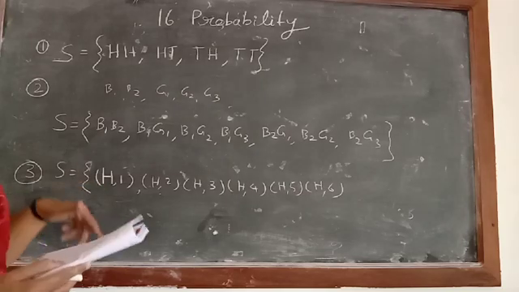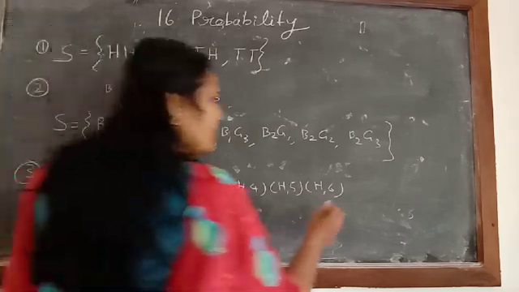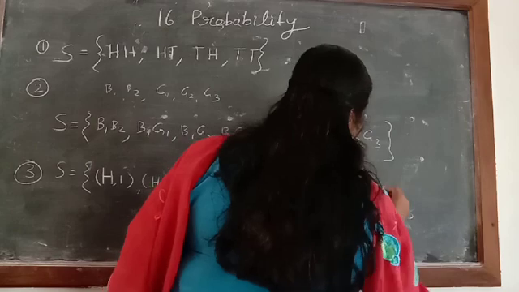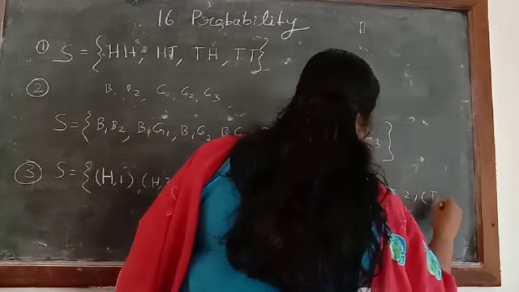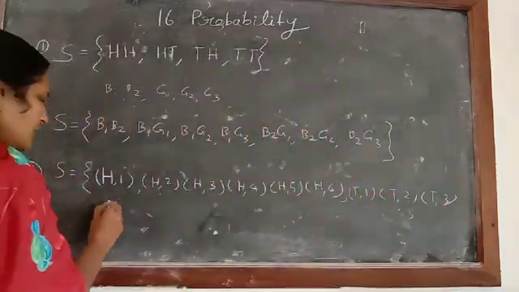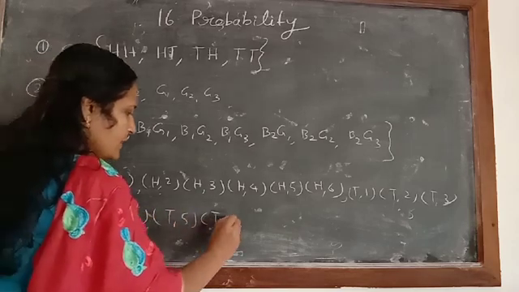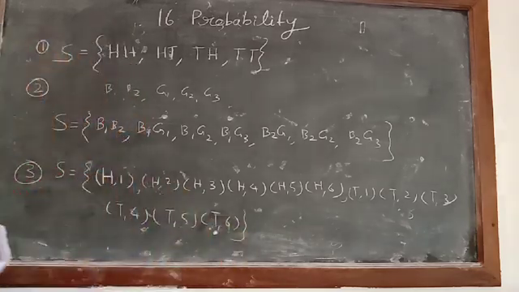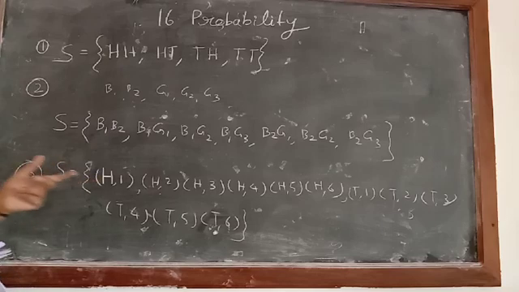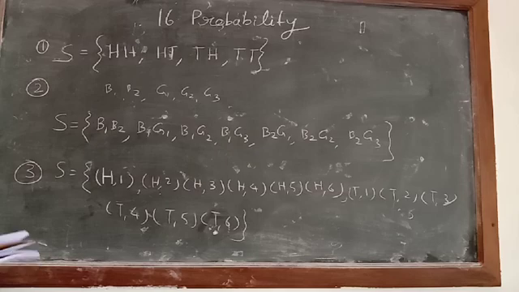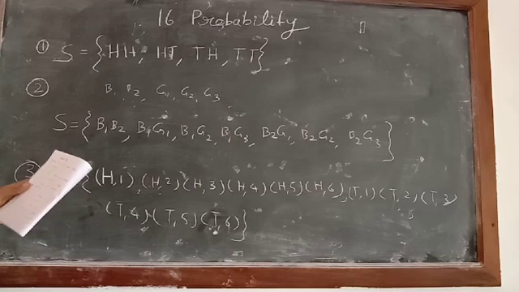The same combinations will come with tail also, so that also we will write down here. All possible outcomes we have to write in the sample space. So T3, T4, T5, T6. So these are the sample elements of the sample space. Clear how to write down the sample space? Okay. Now we can check the next question.